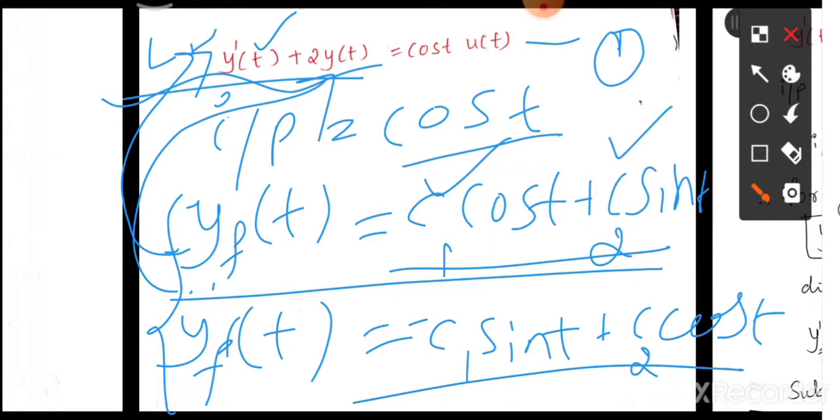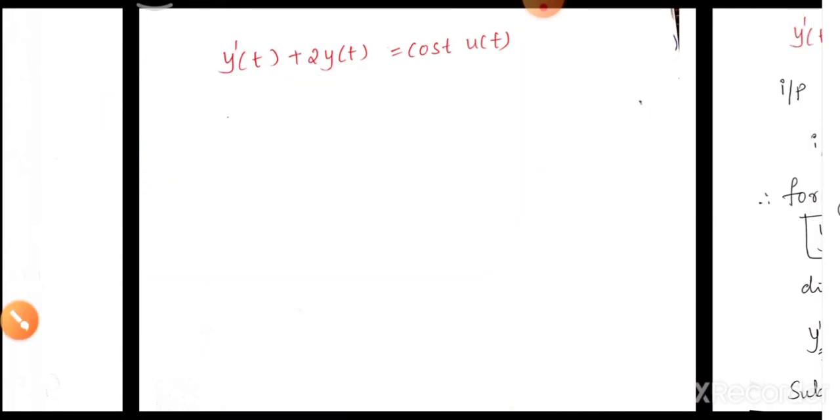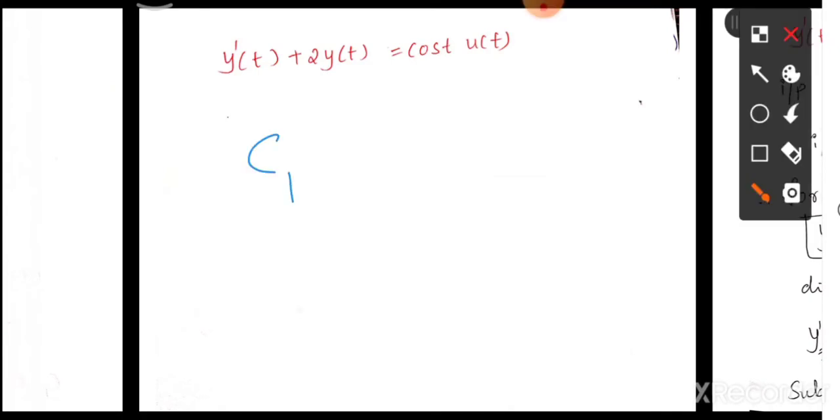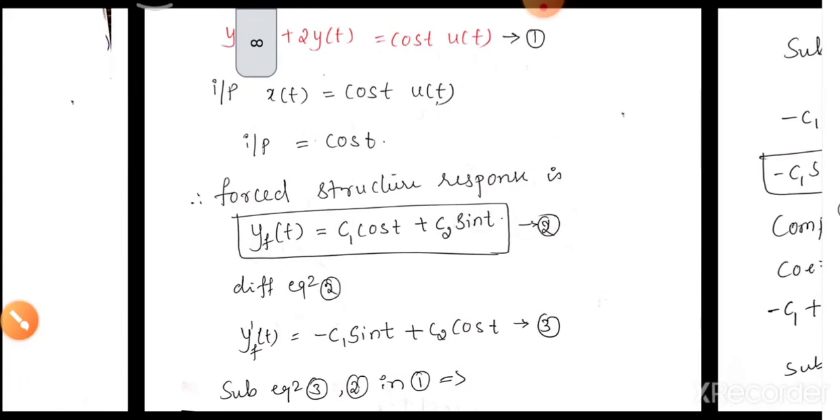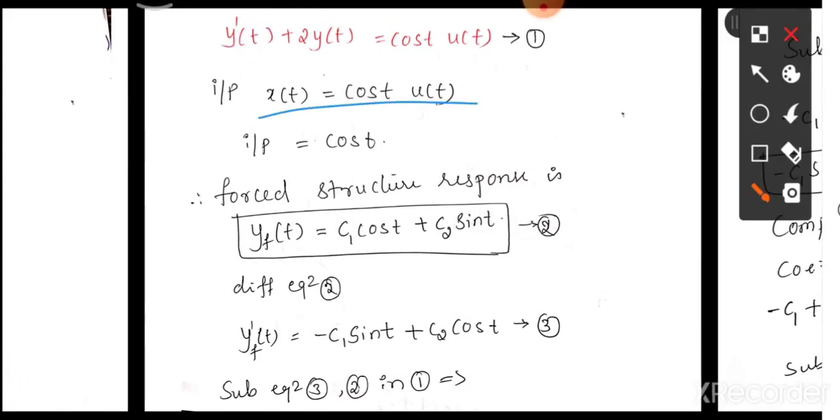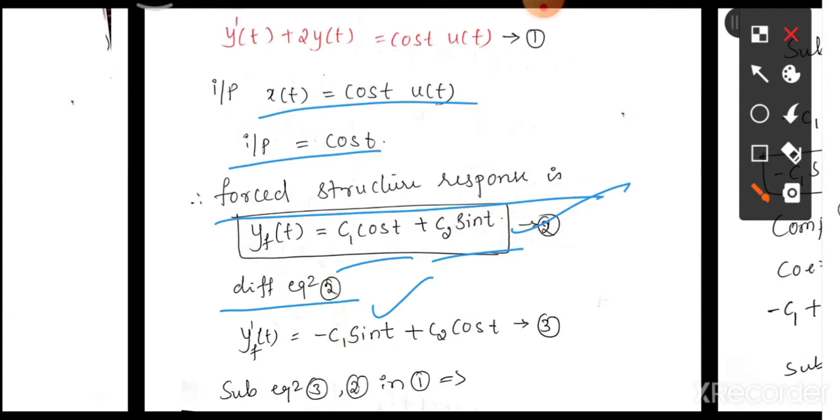This side is LHS and this side is RHS. Just compare both the sides, and the constant values can be calculated by comparing. So let's do this. Input is cos t, so the forced structure will be c1 cos t plus c2 sin t. Differentiate this equation and you get y dash of t, that is minus c1 sin t plus c2 cos t.